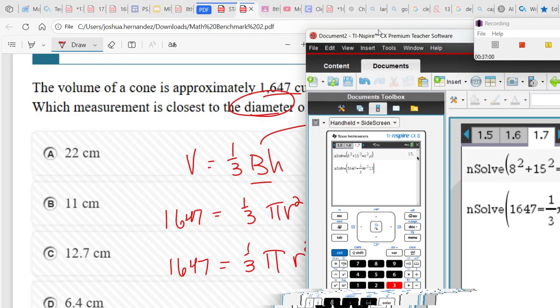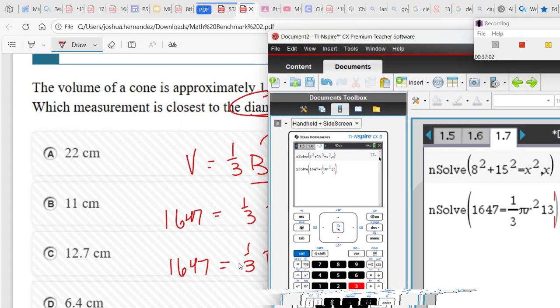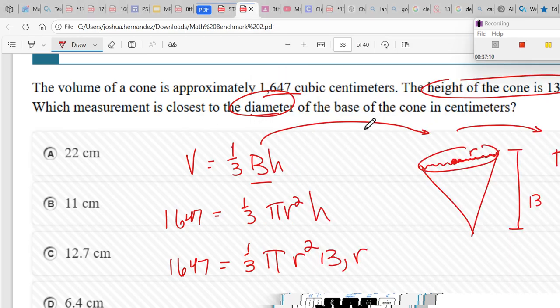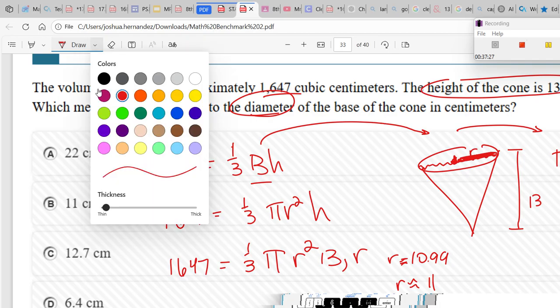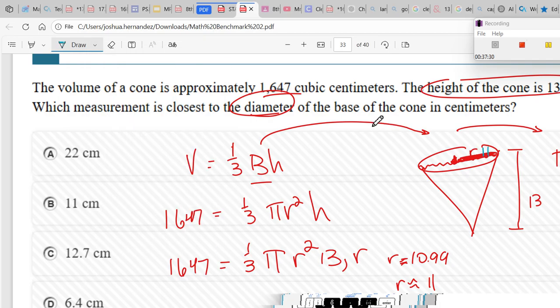Check, height of 13, and r. So 10.99. So come back over here. From here to here is your radius, and we got r to be 10.99, which is really close to 11, right? So I'm going to say the diameter. I'm going to change colors so it stands out. From here to here is 11 and another 11. So the total distance would be 22. Here's my answer.